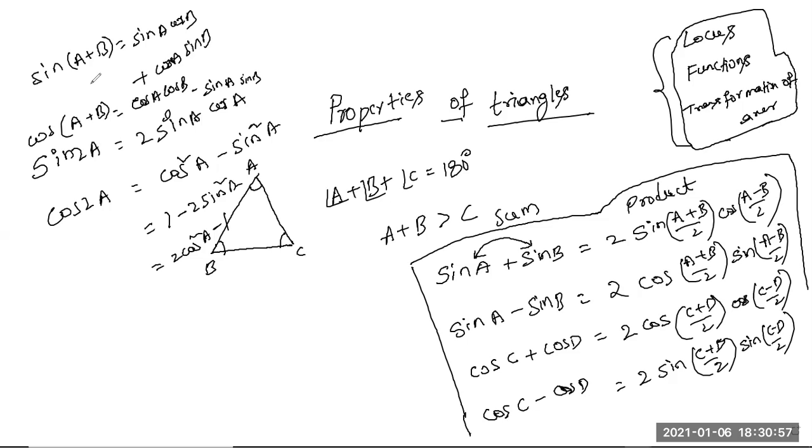So if you just equate a equal to b, you will get sin 2a and cos 2a. You will get cos square a minus sin square a, and you can also write cos square a as 1 minus sin square a. So I will get 1 minus 2 sin square a, or else you can write sin square a as 1 minus cos square a. So I will get 2 cos square a minus 1.